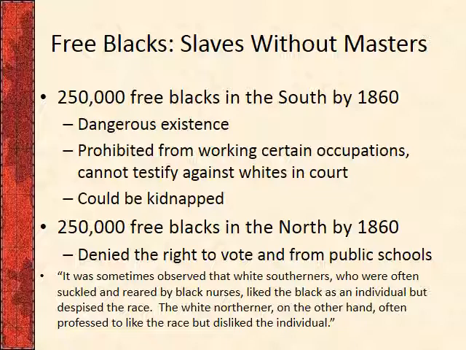It was just kind of a bizarre setup in America, if you think about this time. And that's why I put this quote in here. This quote is directly from your book, and I'll just read it for you. It was sometimes observed that white Southerners, who were often suckled and reared by black nurses, liked the black as an individual, but despised the race. The white Northerner, on the other hand, often professed to like the race, but disliked the individual. And it's just such a bizarre way of looking at it, and yet, I've read in many, many places that this was the truth.